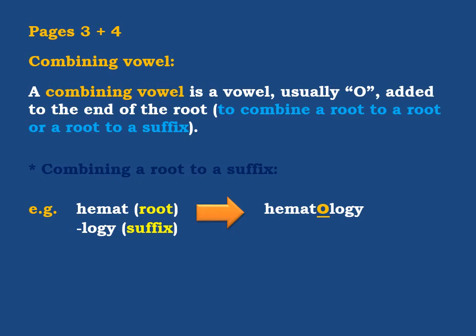Now you try to pronounce it, hematology. Which is easier to pronounce? Hematlogy or hematology? I think you will find the difference in pronunciation. So this is the reason why we use the combining vowel to make the pronunciation of a medical term easier. And where do we use it? We use it to combine a root to a root or a root to a suffix when both parts have consonants only at the end and at the beginning.